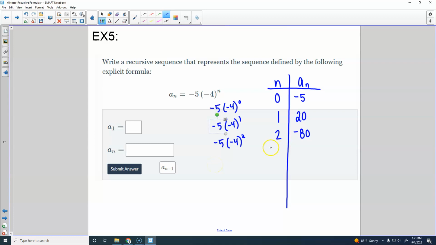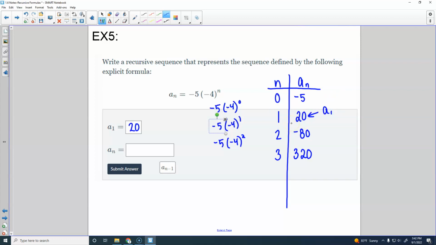If you do that, if you plug in 3, you're going to get 320. This will be more than enough for us to figure out what is going on here. So they ask for a sub 1, so that's going to be our 20 right here in our graph, because our n value here is 1, so our a sub 1 would be 20.